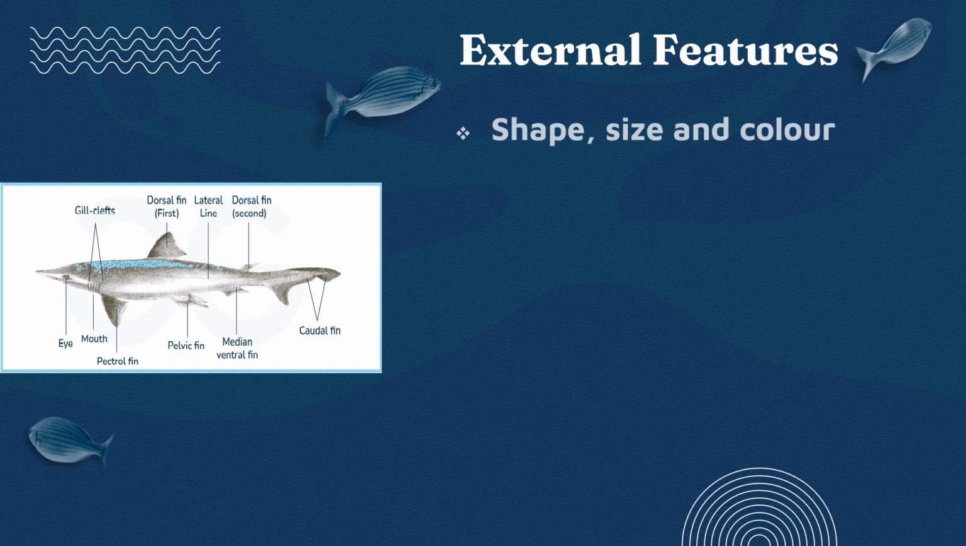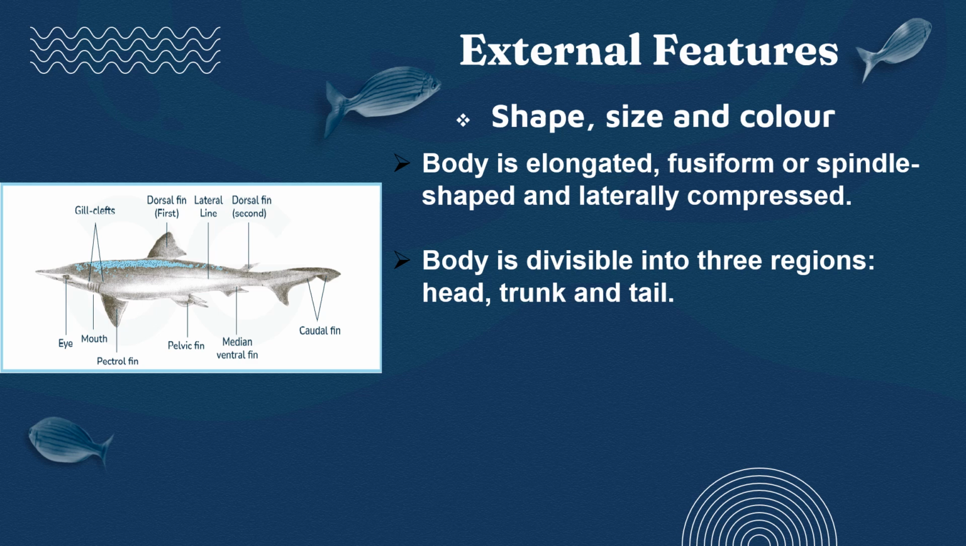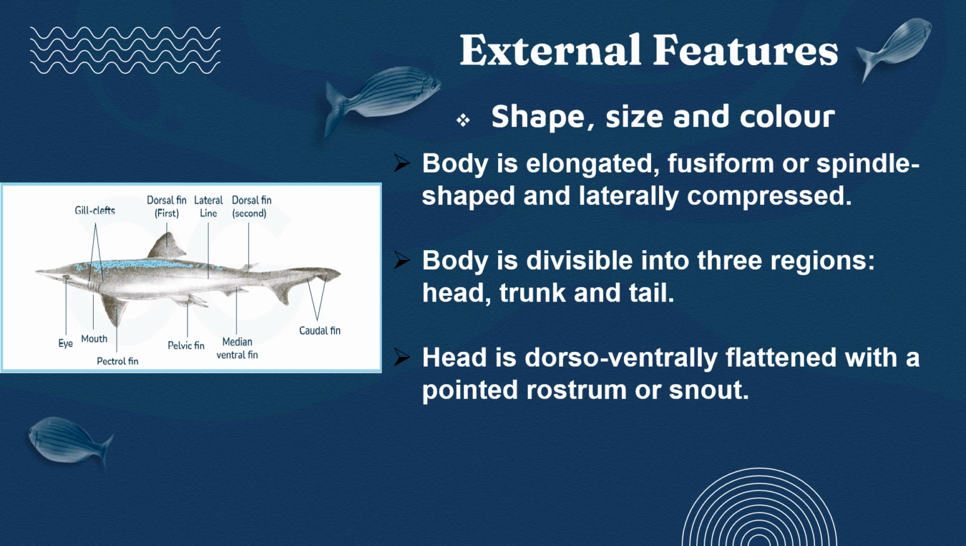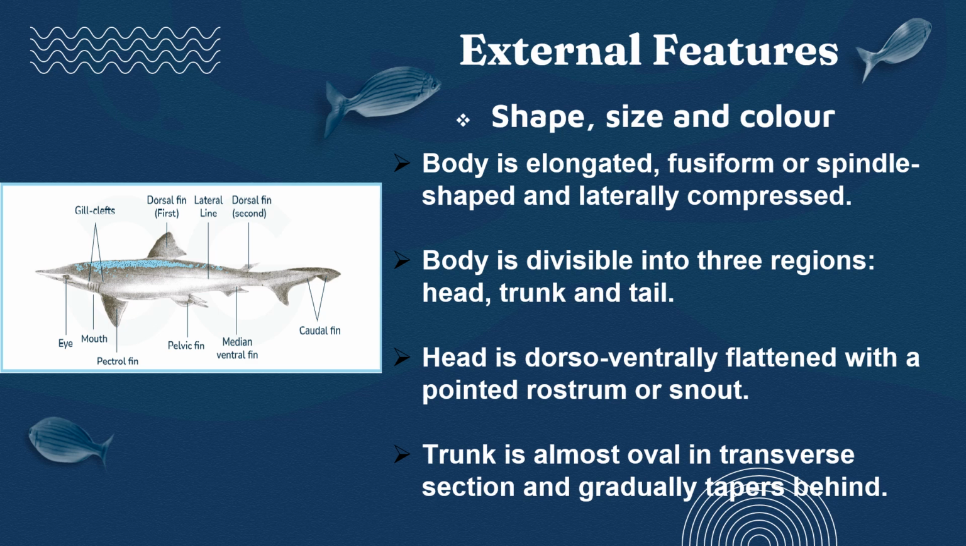Let's see some of the external features. Body is elongated, fusiform or spindle-shaped and laterally compressed. Body is divisible into three regions in Scoliodon, that is head, trunk, and tail. Head is dorsoventrally flattened with a pointed rostrum or snout. Trunk is almost oval in transverse section and gradually tapers behind.